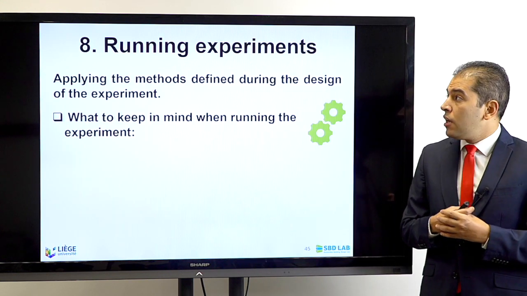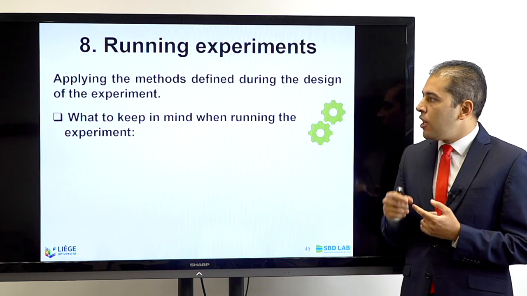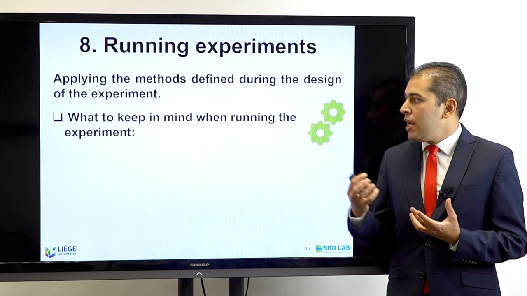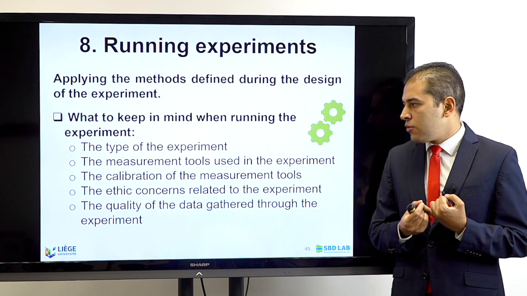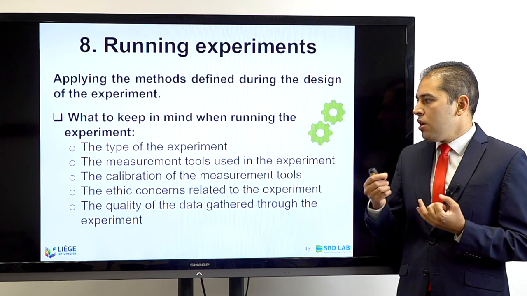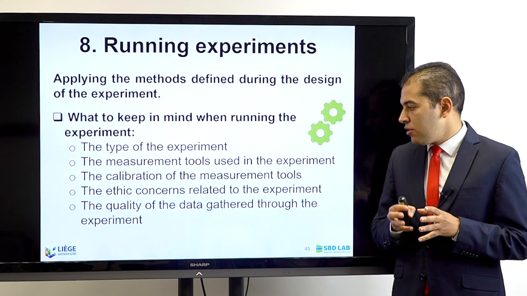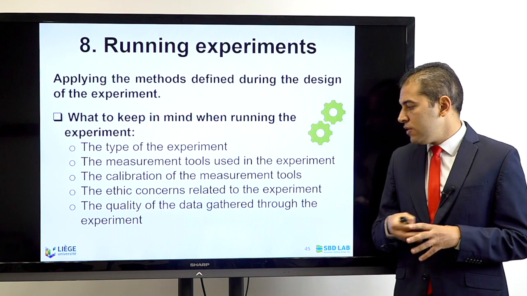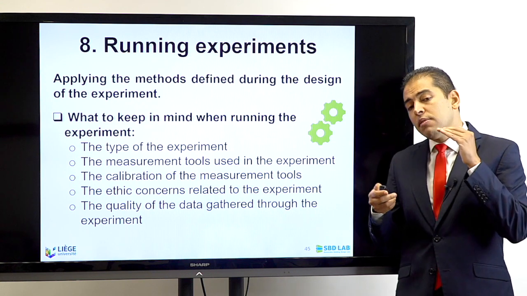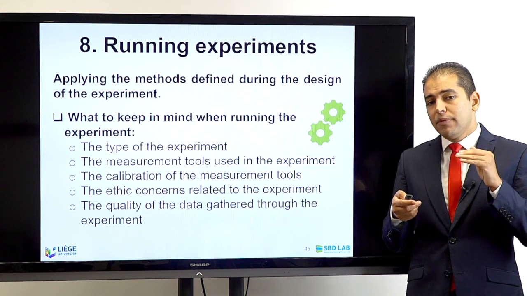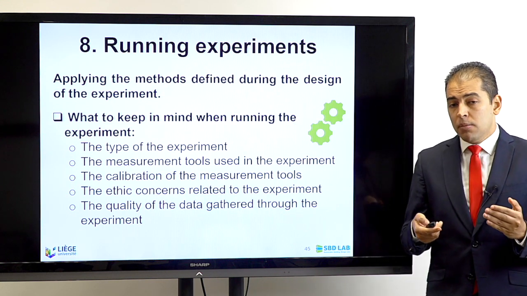Number 8, we move now to running the experiments. Now, as part of my preparation, I need to apply the methods defined during the design of experiment. And what to keep in mind when running the experiment is: what is the type of experiment I'm conducting? What are the measurement tools that I'm using? Are the tools calibrated or not? I should take care of the ethical concerns related to the experiment, the quality of the data gathered through the experiment, all the aspects. Those are the 8 factors or the 8 elements that I have to take into account, or my checklist that I should use when I am preparing my experiment.